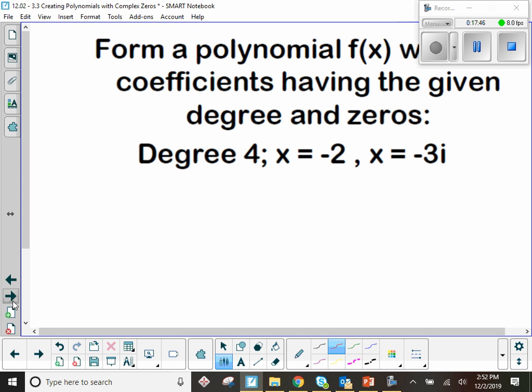Which one of these has to have a conjugate paired with it? The one with the i. So if negative 3i is a zero, what's its conjugate pair? Plus 3i. So those are conjugate pairs.